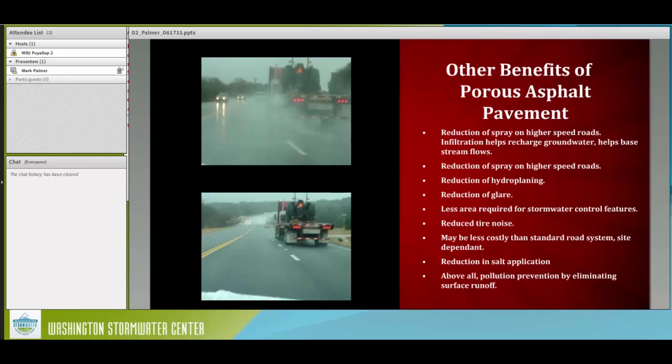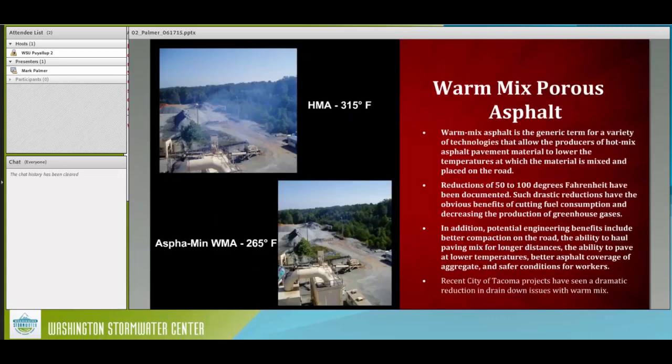At least initially, there's a reduced tire noise from porous pavements. They are quieter pavement, and that's one of the reasons they were first used on freeways, is to reduce tire noise. And again, maybe less costly than an overall road system, particularly when you take into account the reduced stormwater infrastructure required. The University of New Hampshire has shown that there can be a reduction in salt application required on porous paved roads. And again, we're preventing pollution by eliminating the surface runoff to begin with, and not allowing all that sediment and debris to be transported into our streams, lakes, and rivers.